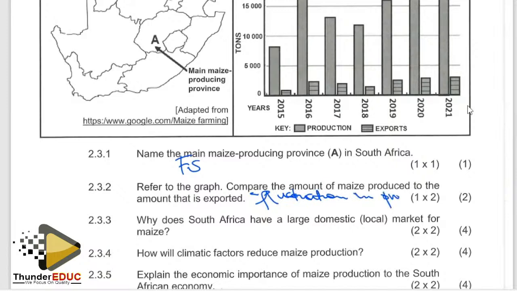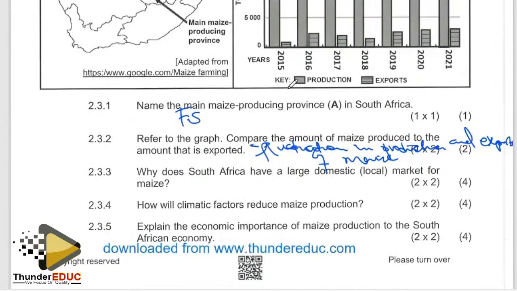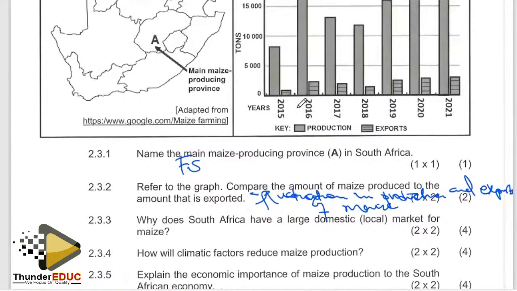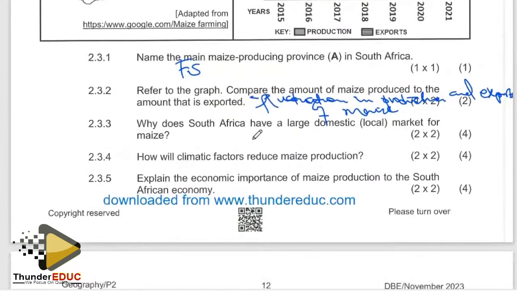in production and exports of maize. So wherever it increases, it also increases. Wherever it reduces, it also reduces. So that kind of uniform trend of fluctuation happens.